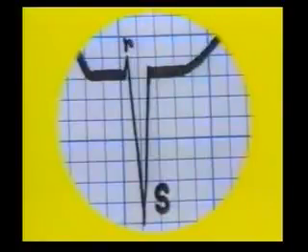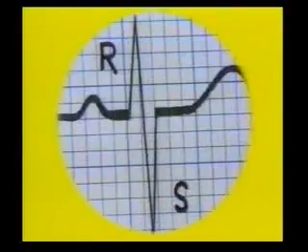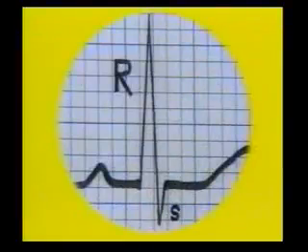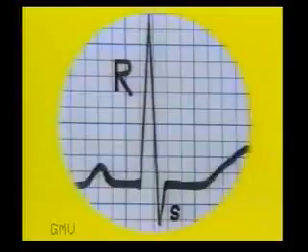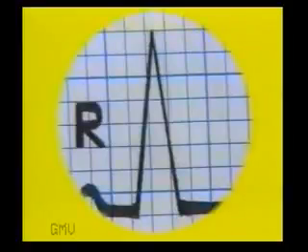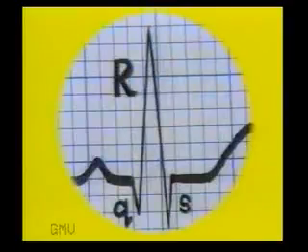Here we see a small R wave and a deep S wave, an RS pattern. This is a tall R wave and a deep S wave, another RS pattern. And this is a tall R wave and a small S wave, again an RS pattern. You must have noted by now that prominent waves are written in capital letters and small waves in small letters. This is an R pattern with no Q wave, no S wave. In this complex we see a small Q wave, a tall R wave and a small S wave, a QRS complex.